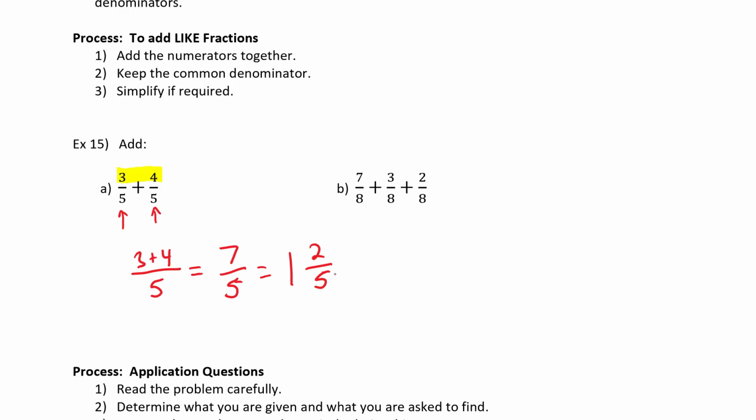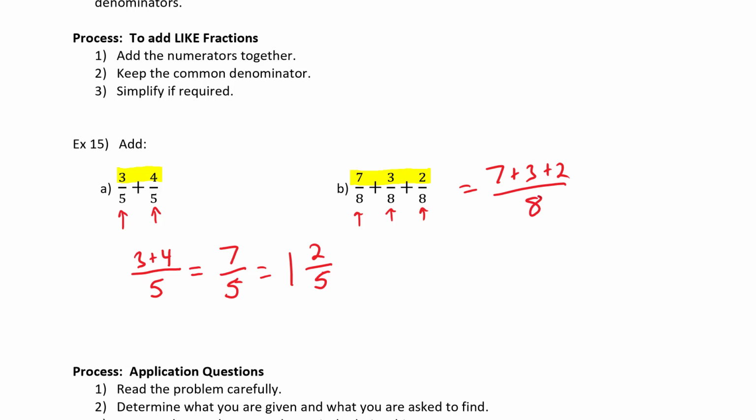This math is the simplest math you have when you're working with fractions. But we want to make sure that everyone understands what we're doing. Let's try the next one together. You can see here, these are all like fractions. Why? Because they all have the same denominator of 8. We then look at the numerators and we add those numbers together. 7 plus 3 plus 2 over 8.